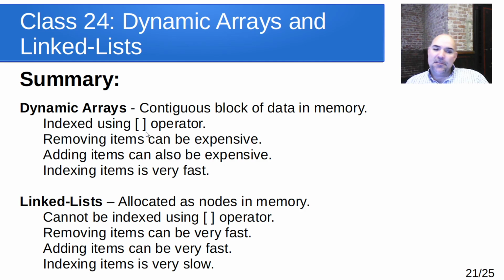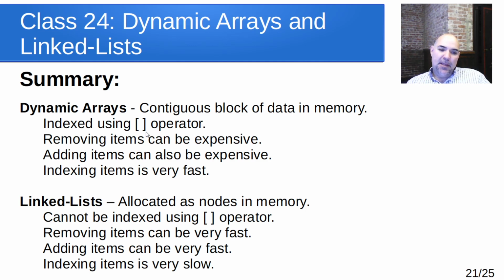Now, to contrast with that, linked lists allocate individual nodes in memory with a malloc for each one. Those cannot be indexed using the square bracket operator because they're all over the place in memory. They're not guaranteed to be one after the other.